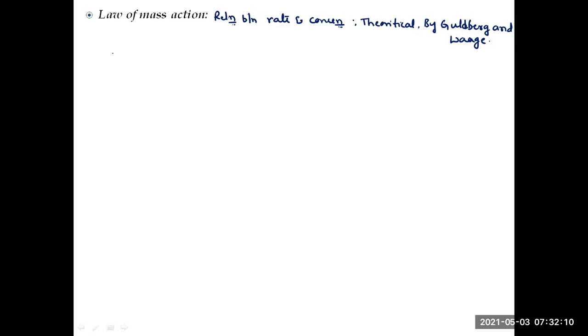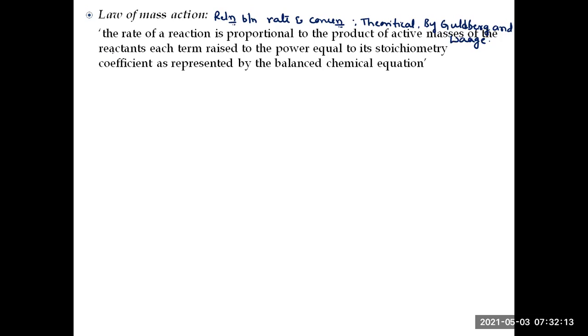Okay. So what is the definition? It is defined like this. The rate of a reaction is proportional to the product of active masses, or you can replace the term by molar concentrations. The rate of reaction is proportional to the product of active masses of the reactants, each term raised to the power equal to its stoichiometric coefficient as represented by the balanced chemical equation.